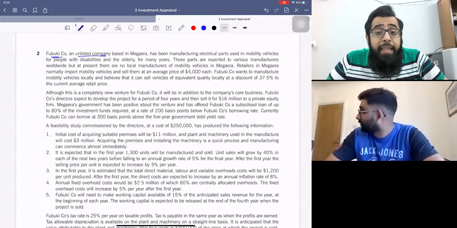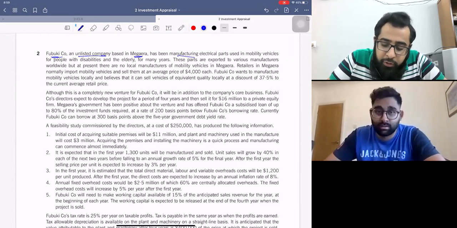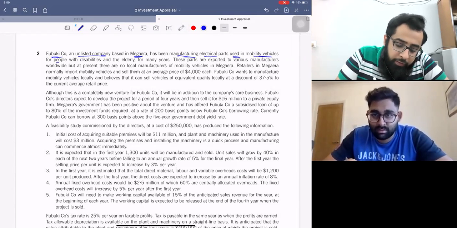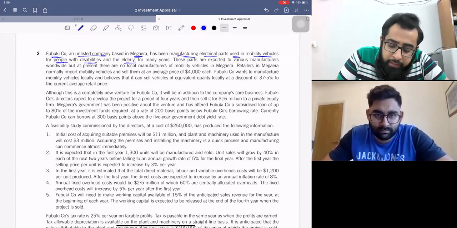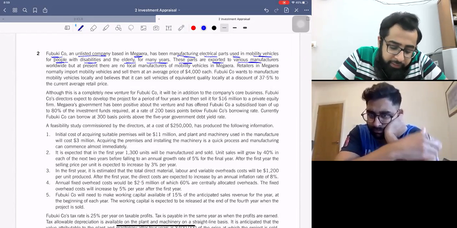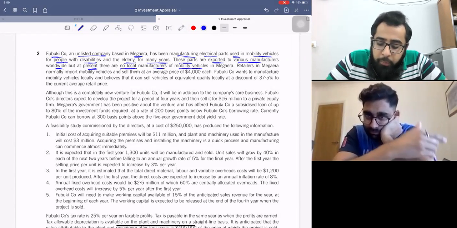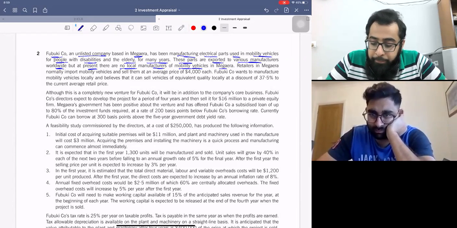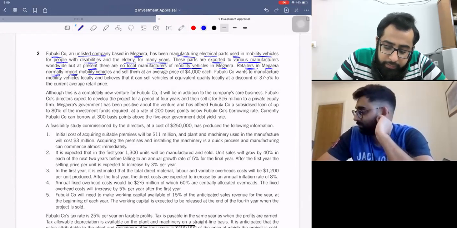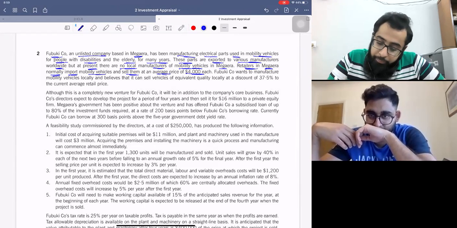So, Fubiki company, an unlisted company based in Migira, has been manufacturing electrical parts used in mobility vehicles for people with disabilities and the elderly for many years. These parts are exported to various manufacturers worldwide, but at present there are no local manufacturers of mobility vehicles in Migira. Retailers in Migira normally import mobility vehicles and sell them at an average price of $4,000 each.